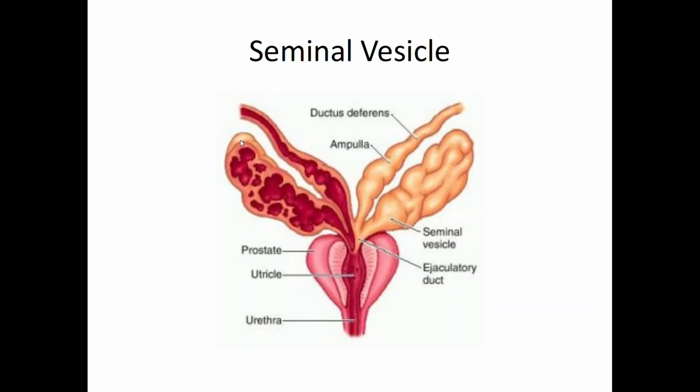So our first one is the seminal vesicle. The seminal vesicle produces the majority of the fluid that actually goes into the semen. It produces a liquidy fluid that has sugars and salts that are going to provide the environment that the sperm needs and the energy that the sperm needs.